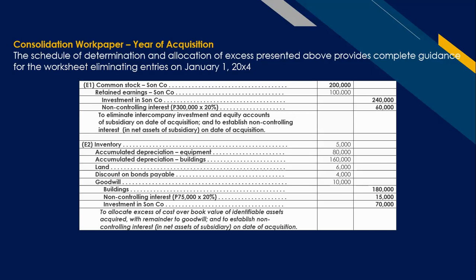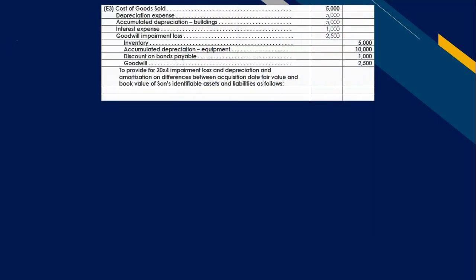debit to goodwill, credit to buildings, credit non-controlling interest, and credit to investment in Sun Company. To allocate excess of cost over book value of identifiable assets acquired with remainder to goodwill and to establish non-controlling interest in net assets of subsidiary.